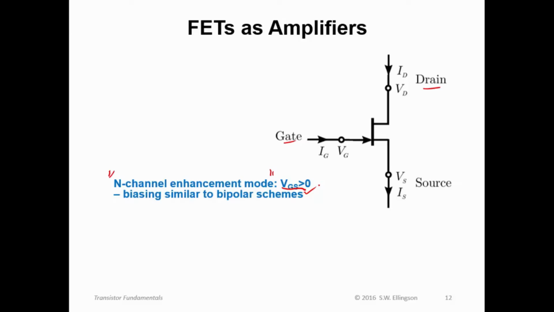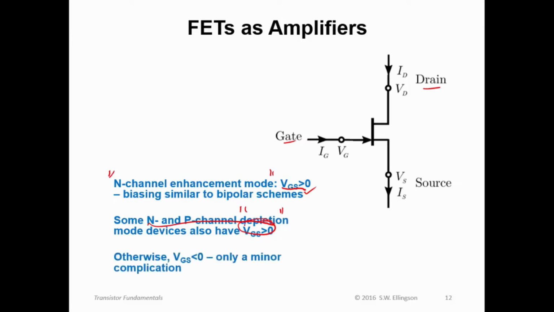However, that's not the only possibility. Some N and P channel depletion mode devices, well, they also have VGS greater than 0 to work as amplifiers. But otherwise, VGS has to be less than 0. So some FET amplifiers work as amplifiers when the gate source voltage is less than 0. That's only a minor complication, but it does affect the way bias networks get designed.